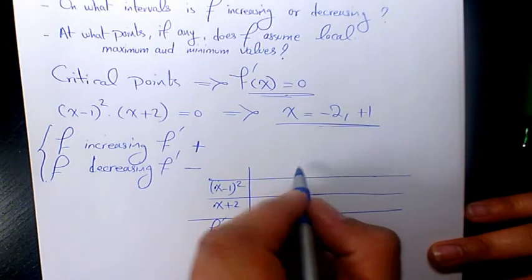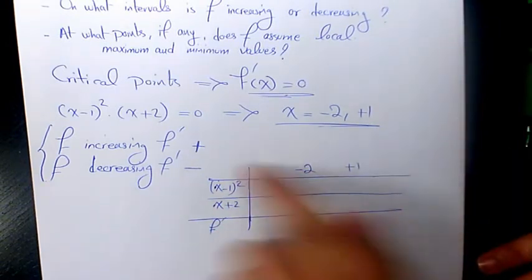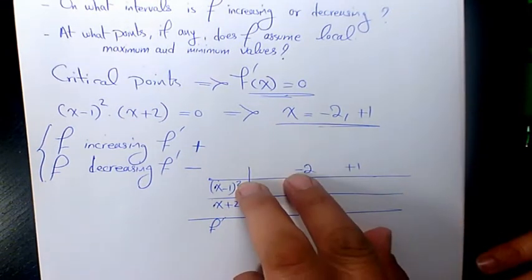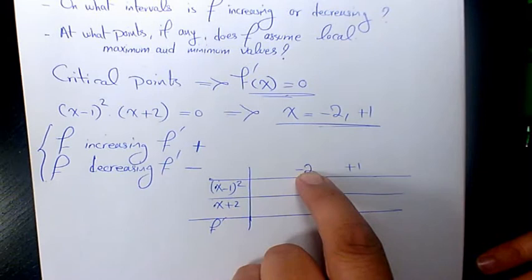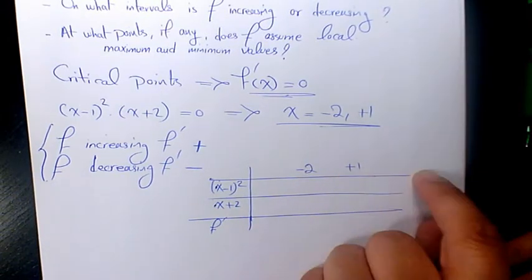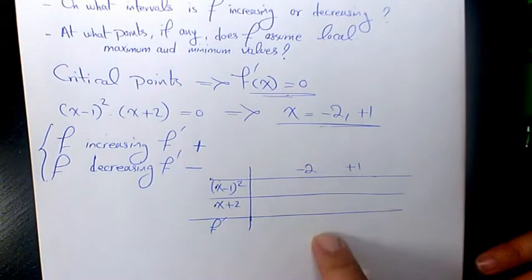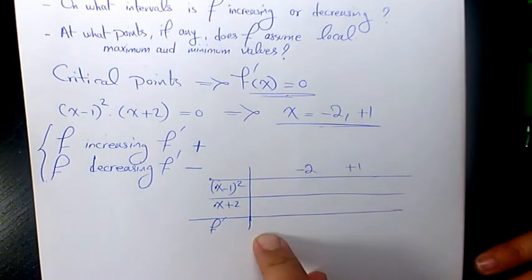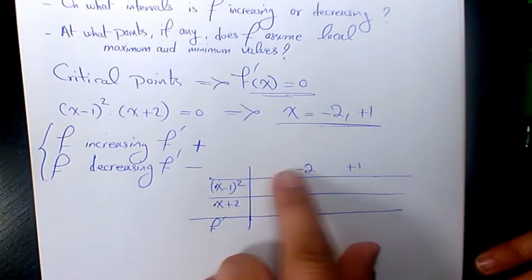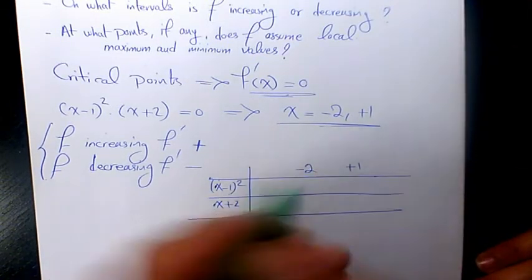The two zeros, negative 2 and plus 1, divide the whole range into 3 regions. One of the regions is from negative infinity to negative 2, one from negative 2 to positive 1, and one from positive 1 to infinity. So in each region we're going to have the same sign. If it's positive, it's going to be positive in all the values, or here or here.